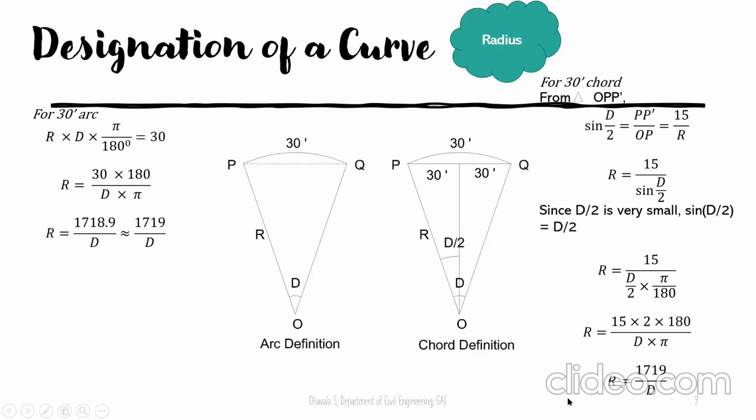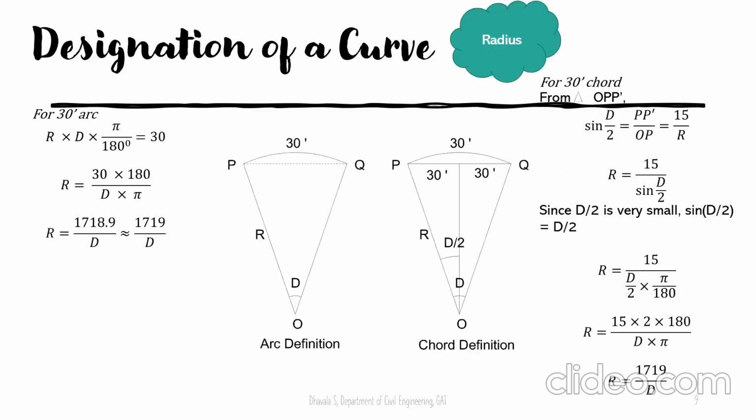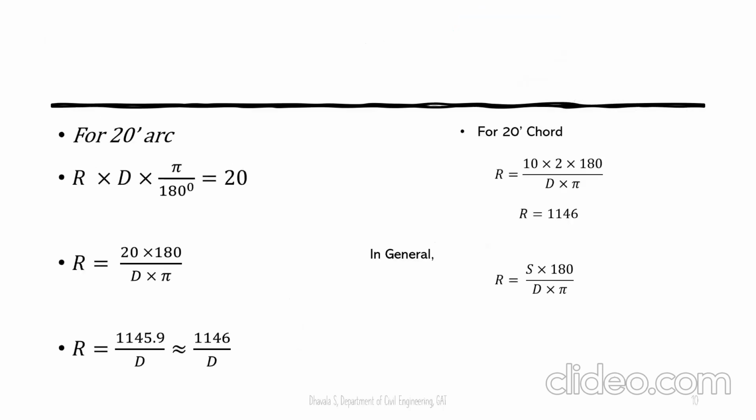The same definition can be done for 20 feet chord and 20 feet arc also. The definition goes this way. Just replace 30 in this slide by 20 for this slide. So for a 20 feet arc, we will have radius to be equal to 1146 divided by d for both arc definition as well as chord definition.